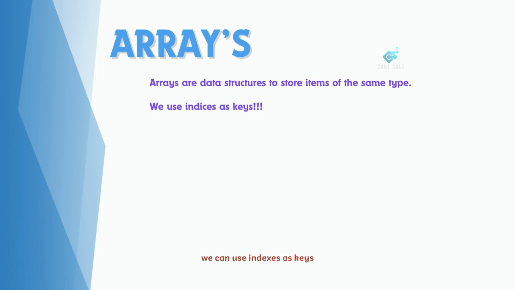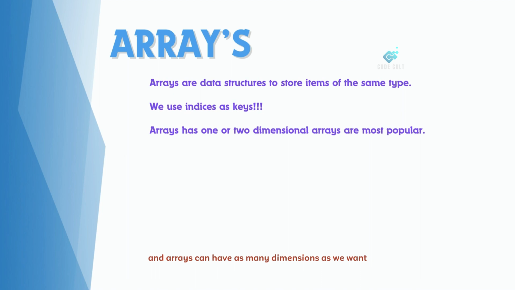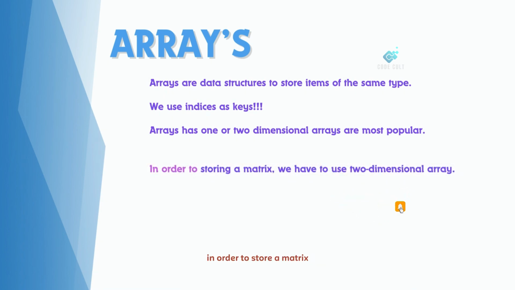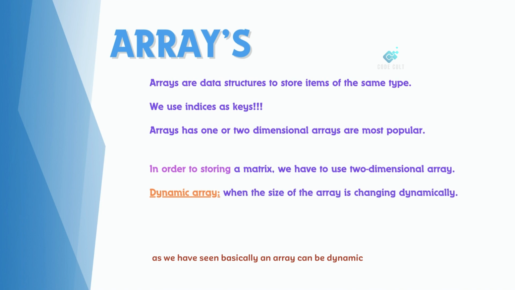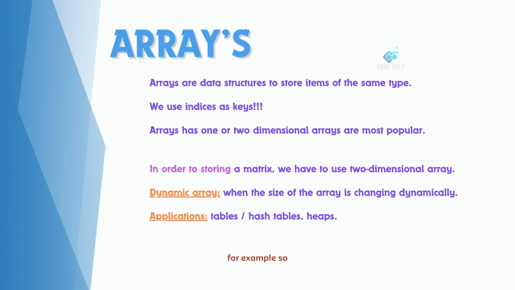We can use indices as keys, and arrays can have as many dimensions as we want. One- or two-dimensional arrays are quite popular, but sometimes it can be helpful to use three-dimensional or four-dimensional arrays. In order to store a matrix, we have to use two-dimensional arrays, as we have seen. Basically, an array can be dynamic. It means that the size of the array can change dynamically. The applications of arrays are lookup tables, hash tables or heaps, for example. So several abstract data types use arrays as an underlying data structure.